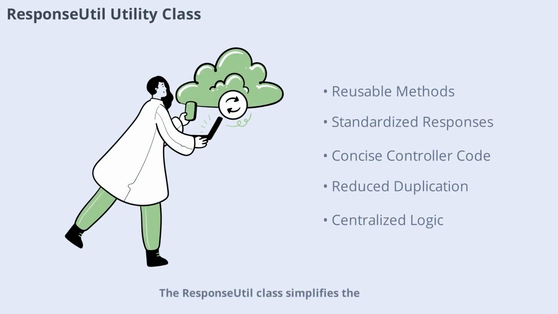The ResponseUtil class simplifies the creation of standardized API response objects. It provides reusable methods for generating success and error responses, making controller code concise and consistent. By centralizing response logic, ResponseUtil reduces duplication and ensures every API response follows the same structure.